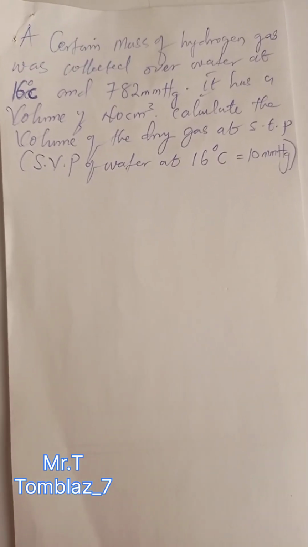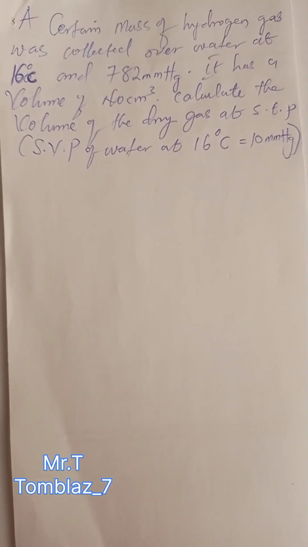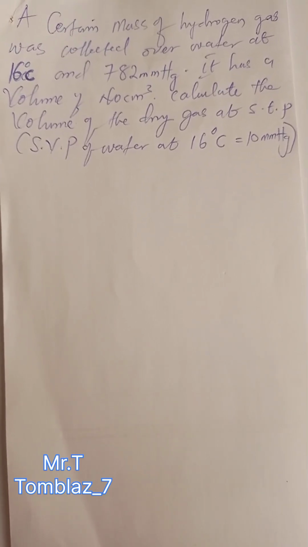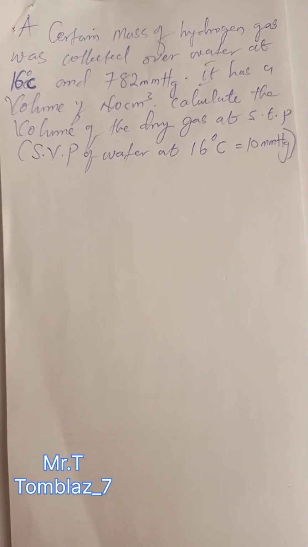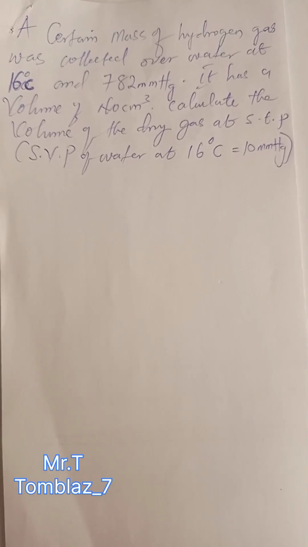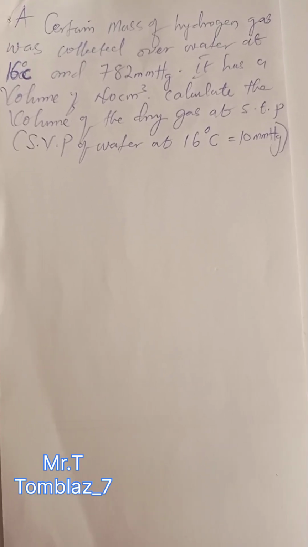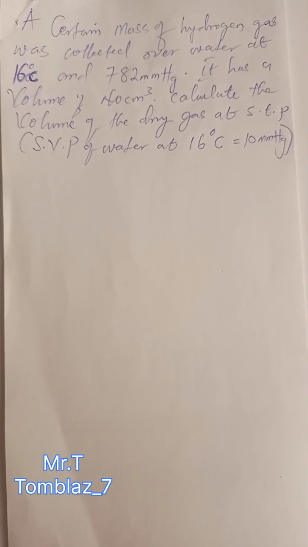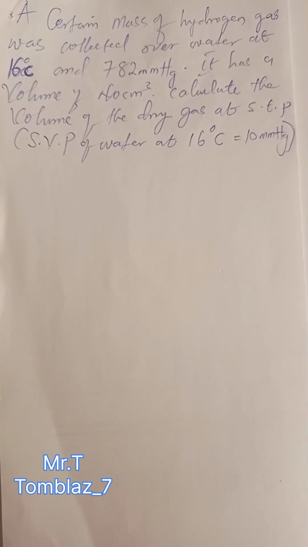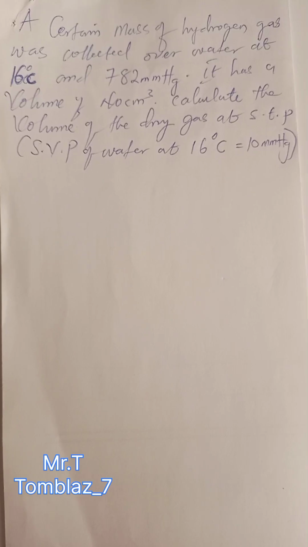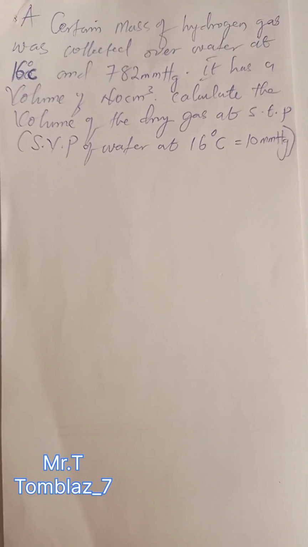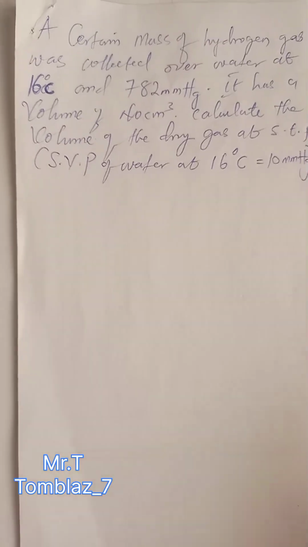Welcome back. There is this question that says a certain mass of hydrogen gas was collected over water at 16 degrees centigrade and 782 millimeter mercury. It has a volume of 40 centimeters cube. We are to calculate the volume of the dry gas at STP. The standard vapor pressure of water at 16 degrees centigrade is equal to 10 millimeter mercury.